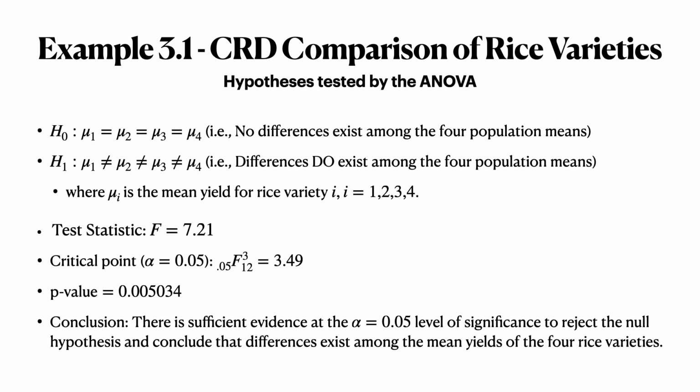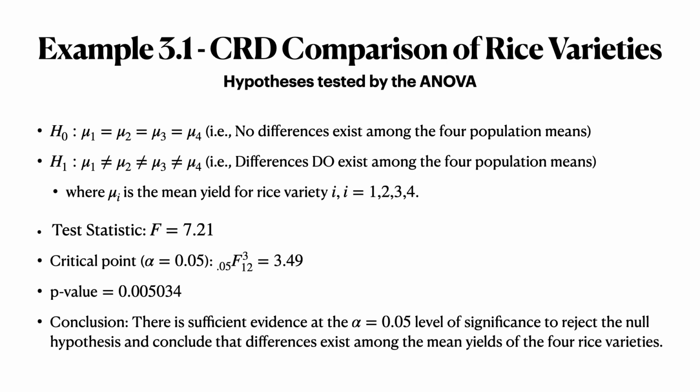Now it comes time to interpret the results. So in this case, the null hypothesis being tested is that mu1, mu2, mu3, and mu4 are all equal. That is, there are no differences among the four population or treatment means. The alternative hypothesis is that differences do exist among the four population or variety means. So at least one of the mu's is different than the rest. And again, mu sub i represents the mean yield for rice variety i going from 1 to 4.